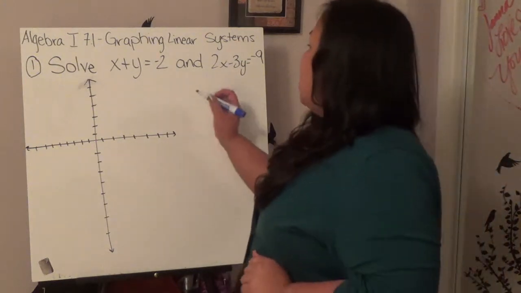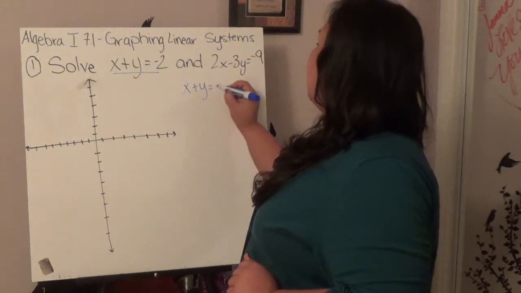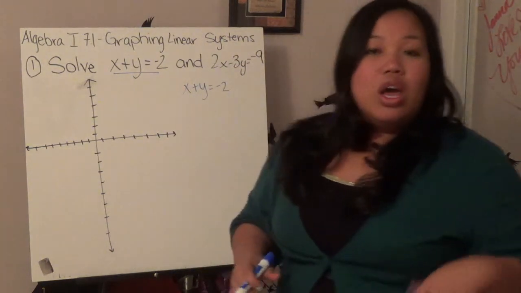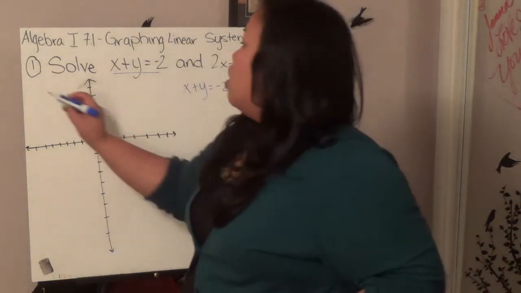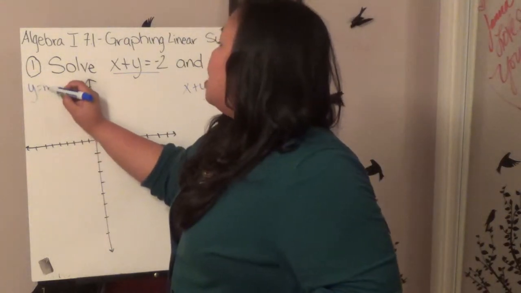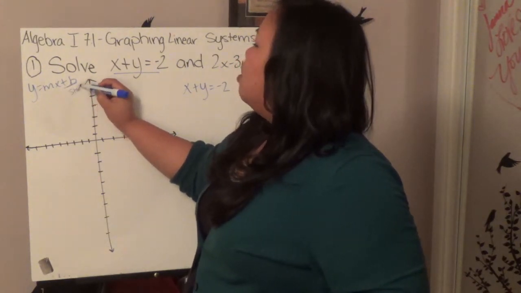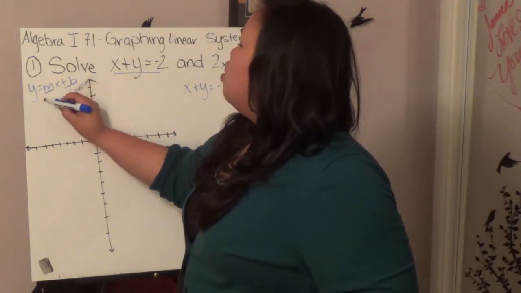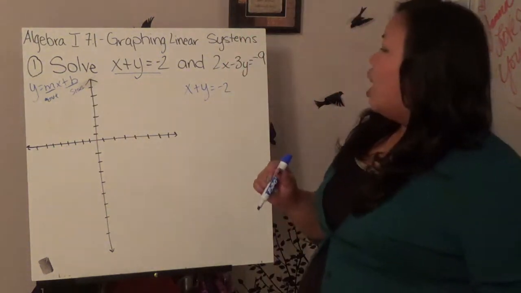Okay? For example, let's look at the first one right here. X plus y equals -2. Now, in order for us to graph this, remember, just a quick review, we need to put it into y equals mx plus b form. We're going to start at b, and then we're going to move to our m. So this is y equals mx plus b.